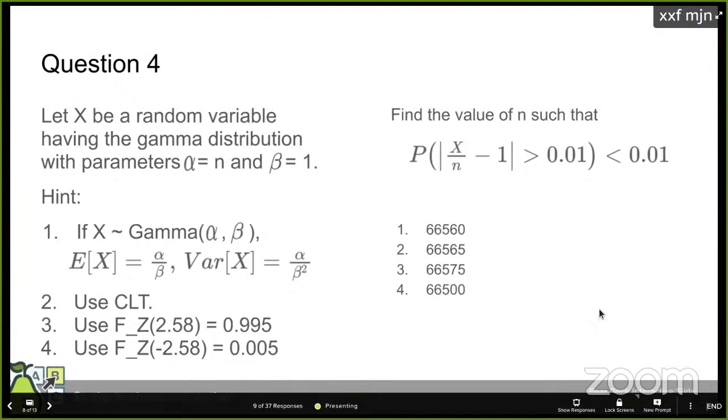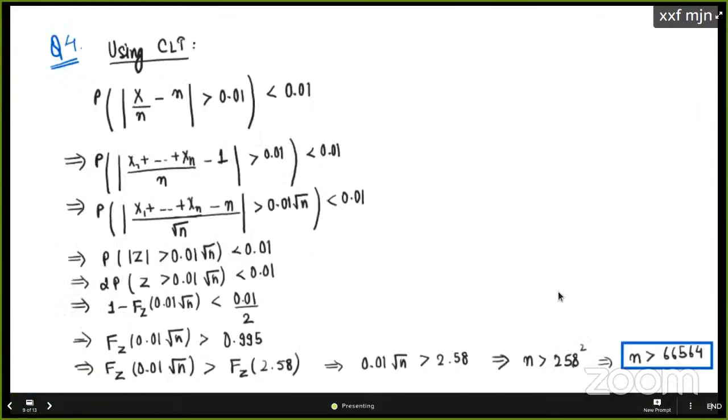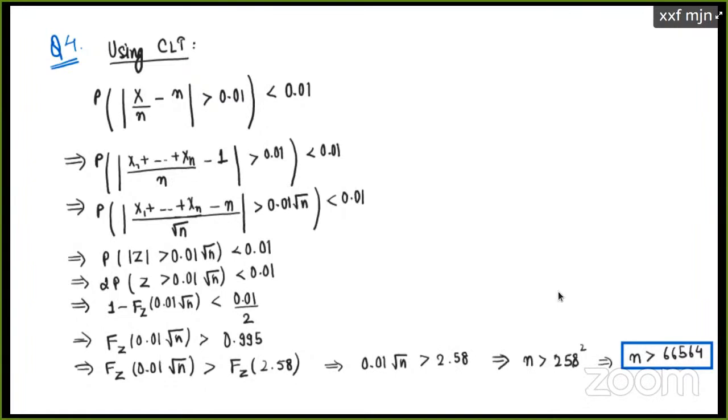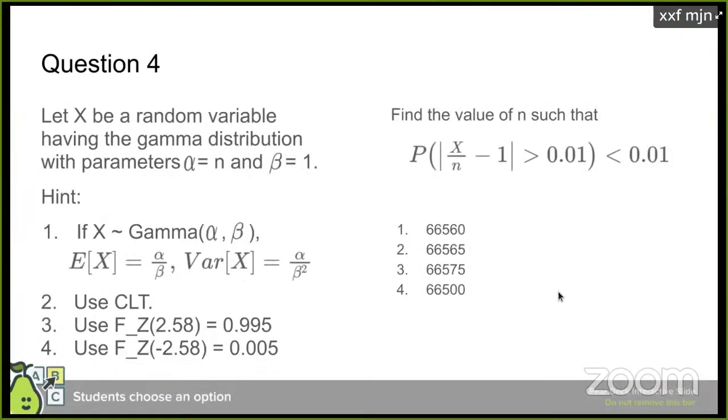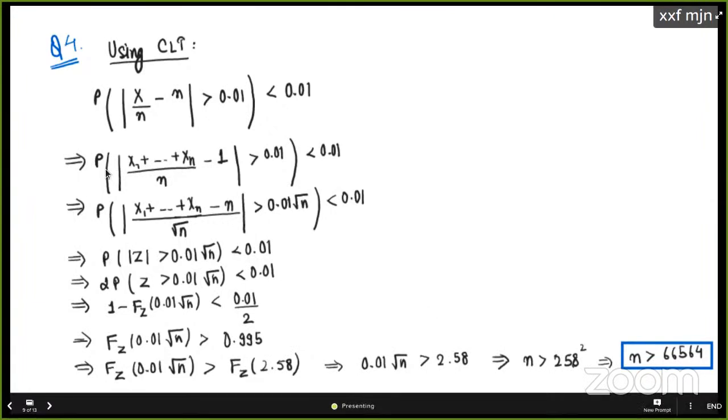So shall we see the solution now? Okay. So yeah, see, this is the setup. We wanted to find the probability that mod of x by n minus 1 is greater than 0.01, which is less than 0.01, right? Now the probability that x1 plus dash dash dash plus xn divided by n minus 1. You understand this step, right?